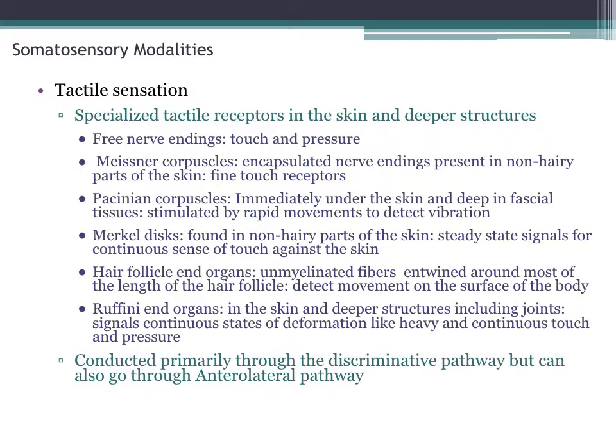The Pacinian corpuscles are immediately under the skin and also deep in the fascia tissues. And they're stimulated by rapid movements. And so whenever there's vibration present, these Pacinian corpuscles say, oh, there's a vibration going on here. And that's how we're able to sensate, to feel that there's vibration.